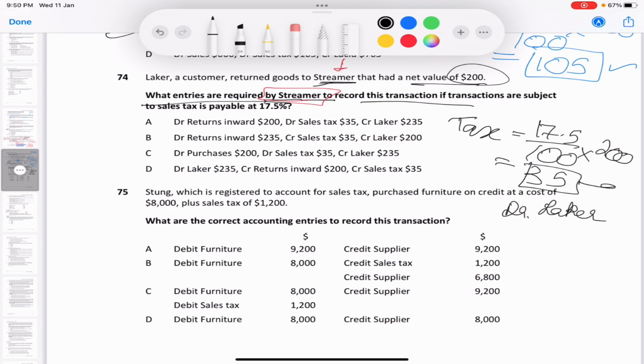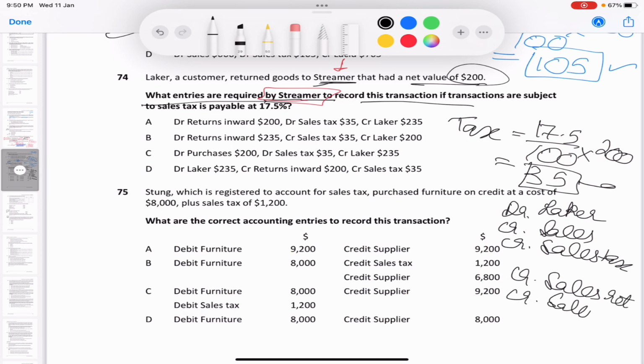Debit Laker, credit sales and credit sales tax. This was my journal entry. Now I will just reverse it. Credit Laker, debit sales return, debit sales tax, because I have to return the sales tax back to them, right? So this would be my journal entry, no doubt.